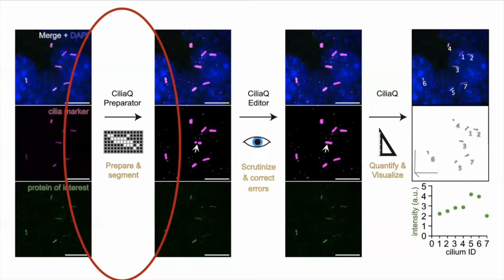It is important to make sure that your image is saved on the hard disk because CiliaQ Preparator saves the output data to the path where the processed image is stored. So only saved images can provide that path for Fiji. And if you subject an unsaved image to CiliaQ Preparator, you will receive an error message and processing will fail.